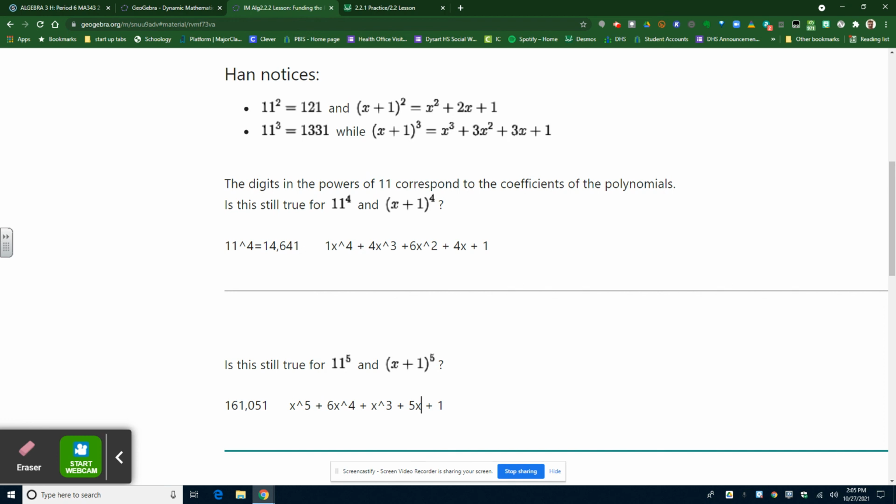Now, further, there was a gentleman by the name of Blaise Pascal. He was a French dude, and he created something called Pascal's triangle. So I'm going to show you a version of it, which is a really simplified version. Let's take a look.